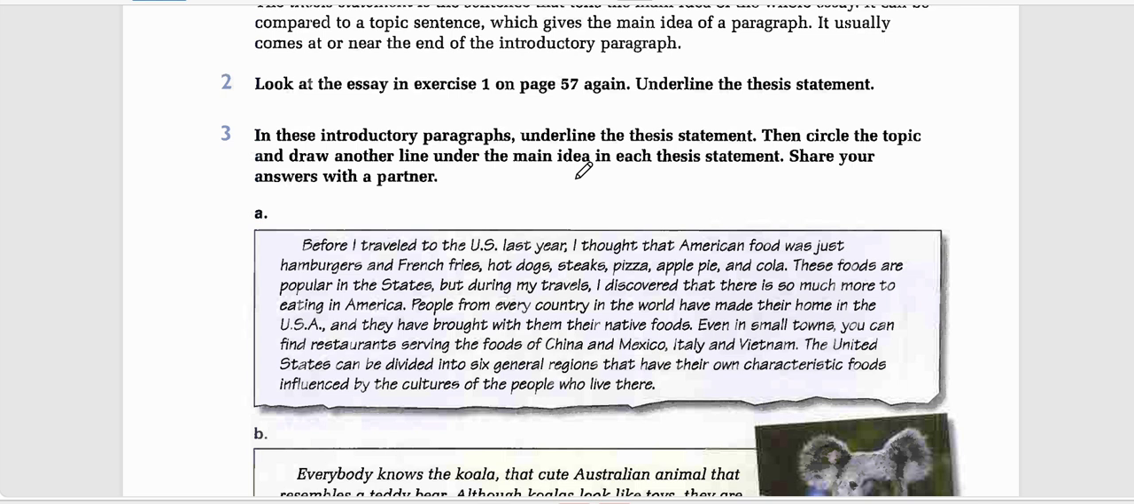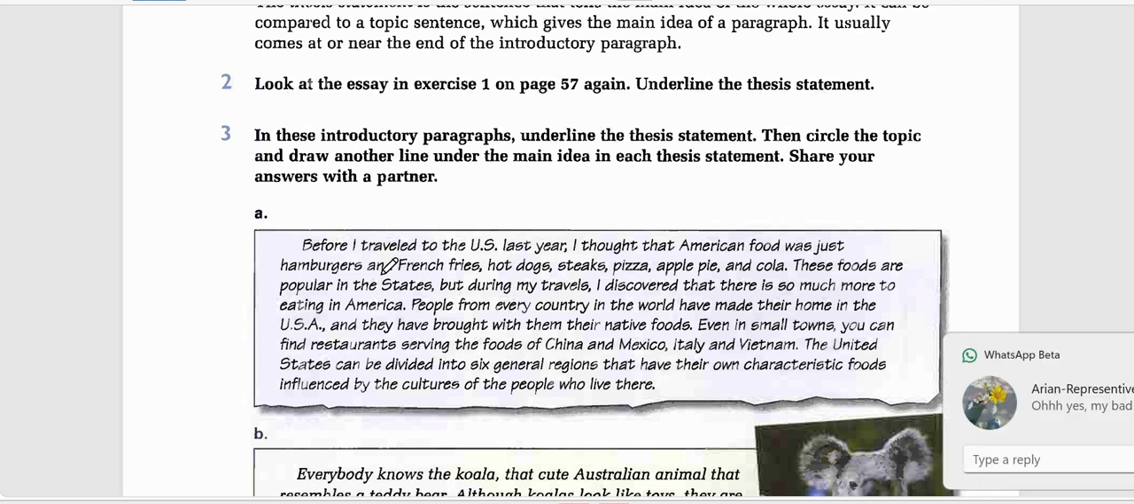Before I traveled to the US last year, I thought that American food was just hamburgers and French fries, hot dogs, steaks, pizza, apple pie, and cola. These foods are popular in the states, but during my travels, I discovered that there is so much more to eat in America. People from every country in the world have made their home in the USA and they have brought with them their native foods. Even in a small town, you can find restaurants serving the foods of China and Mexico.